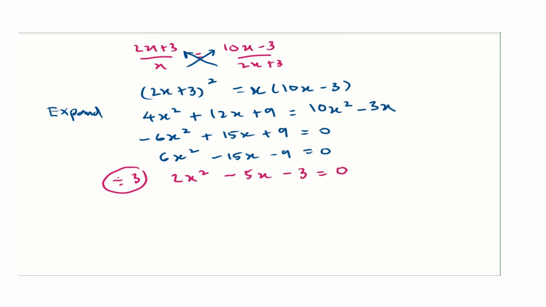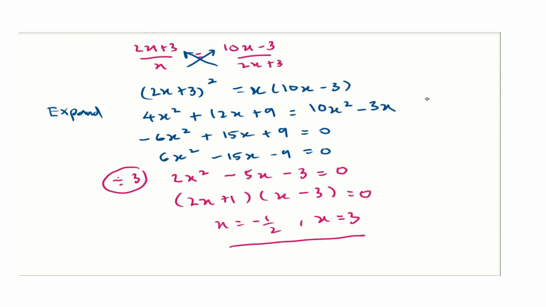Okay, so now we can factorize this quadratic equation and we get (2x plus 1) and (x minus 3) equals 0. So then finally we get x equals negative 1 over 2, x equals 3. So we have two possible values of x. So for answer A, we have two answers.